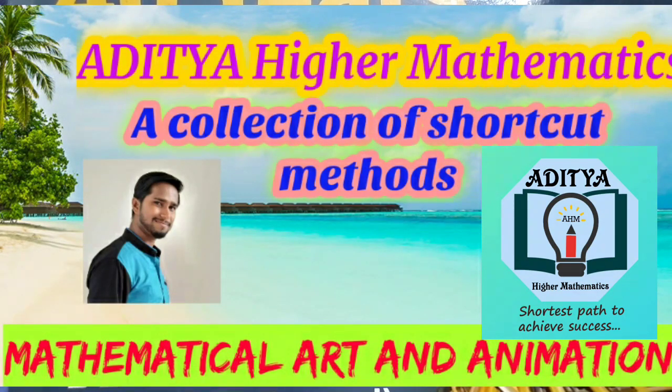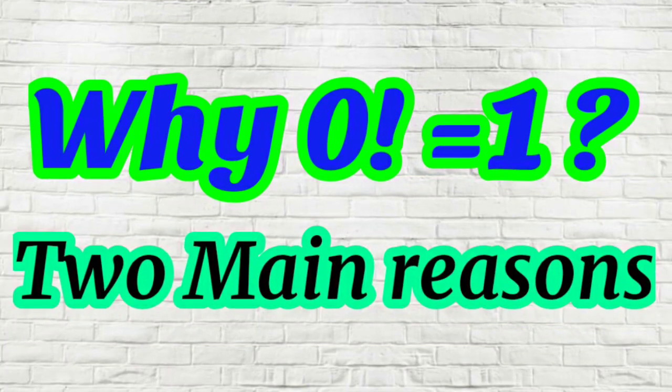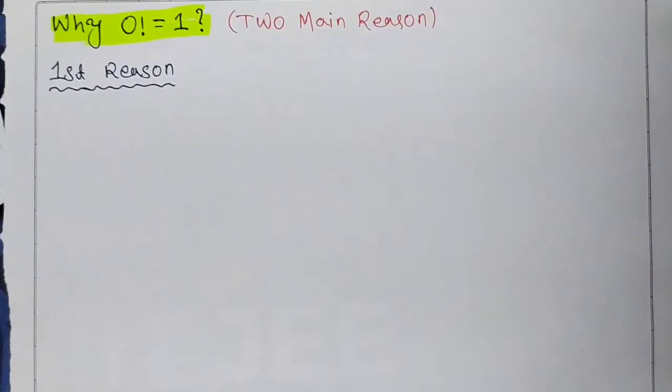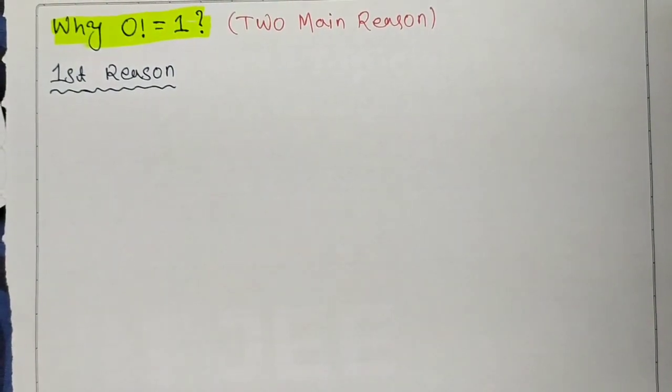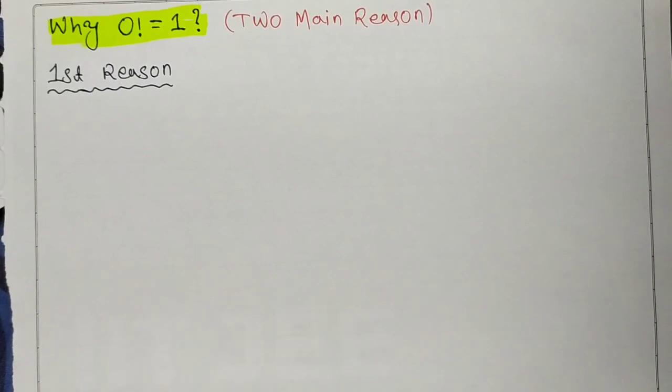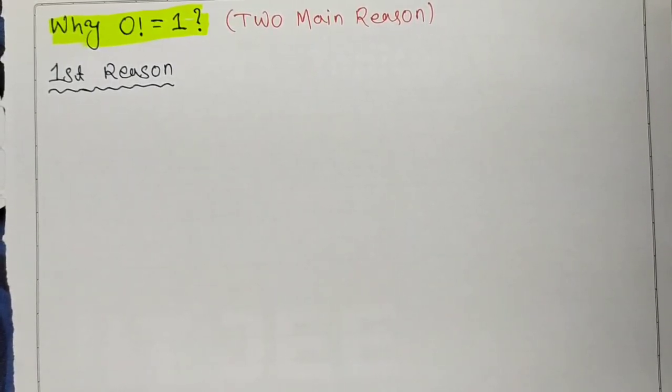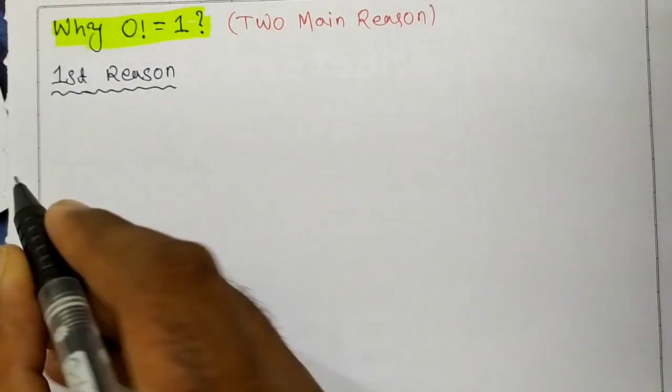In this video, I will say two main reasons behind the mathematical fact why the value of 0 factorial is 1. Now see the first reason. In the first reason, I will prove it in a mathematical way. We know the factorial of any natural number is the multiplication of all the natural numbers less than or equal to that number. So we will start from natural number 1.